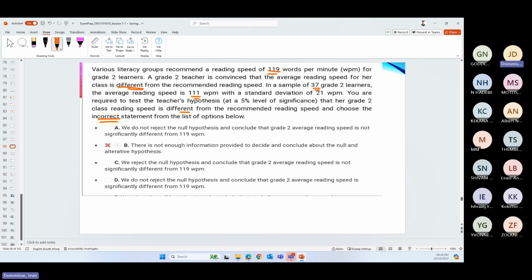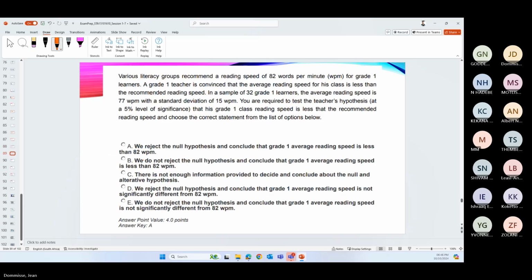This is a strange question. There's not enough information provided to decide and conclude about the null hypothesis and alternative hypothesis. Okay, so there is enough information. So that is actually incorrect, but it's not supposed to be seen as that. I just want to see again.